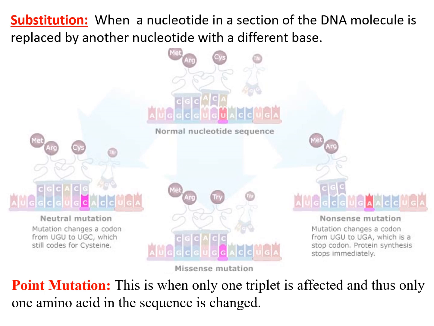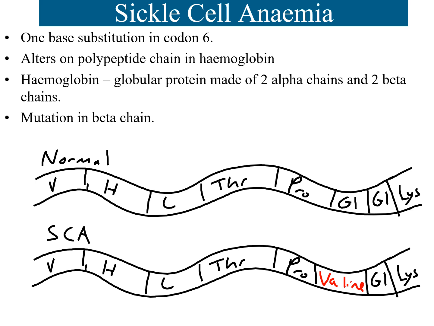Substitution mutation is what effectively causes something called a point mutation, and this is when only one triplet is affected and only one amino acid in the sequence is changed. Although obviously for a nonsense mutation, none of the next amino acids in the sequence are going to be able to attach as a result. Substitutions lead to point mutations, and that doesn't mean they only have a small effect. It depends on the actual mutation that's happened.